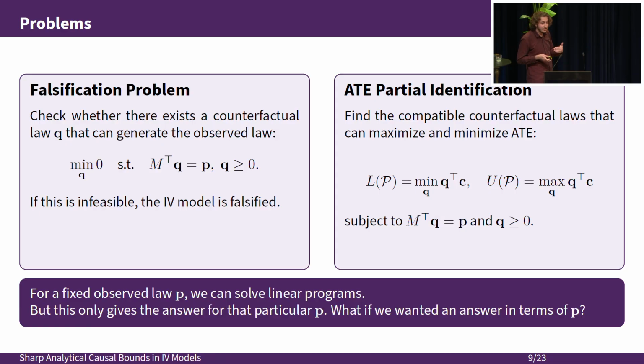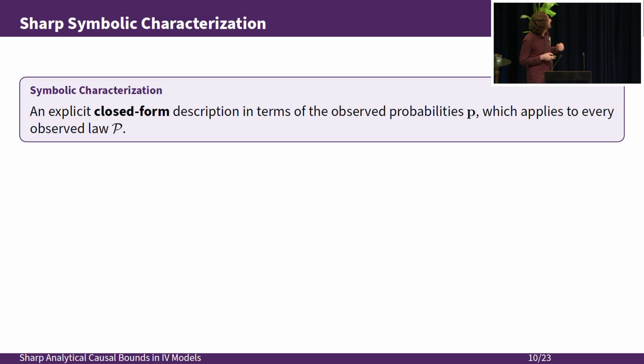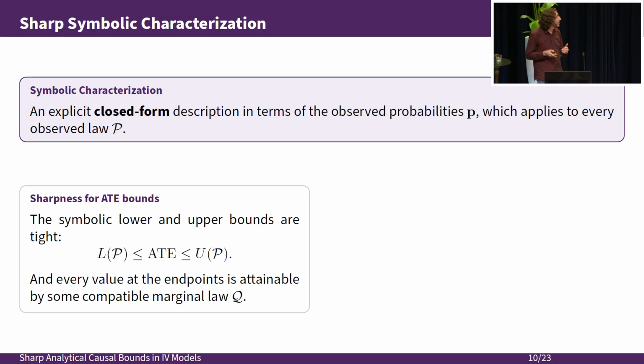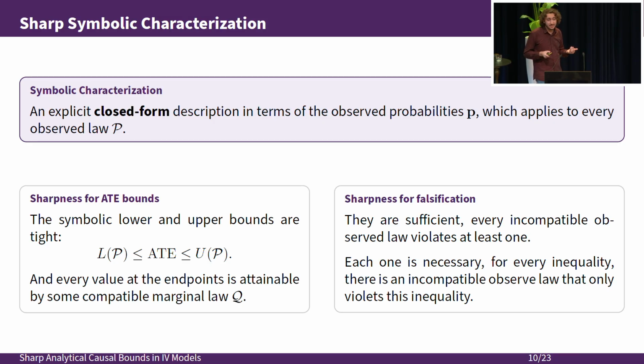That brings us to a sharp symbolic characterization of our solution. By symbolic characterization, we mean that we want to write the solution in closed form in terms of our observational law. And by sharp, we mean that our solutions are exact. In the average treatment effect problem, we want our bounds to be tight and also attainable over compatible Qs. And in the falsification problem, we want all of our conditions to be sufficient and each one to be necessary, so we don't want duplicated conditions.